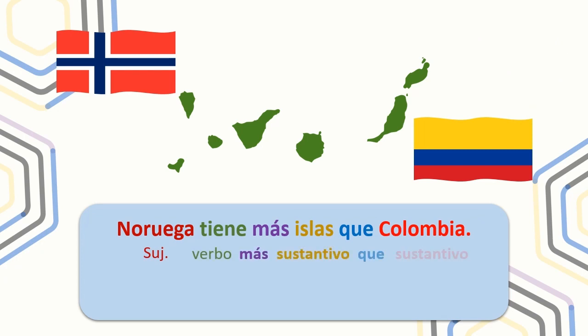In the next example, we use the positive structure by using a noun instead of an adjective to compare, as we can see in the following comparison. Noruega tiene más islas que Colombia.